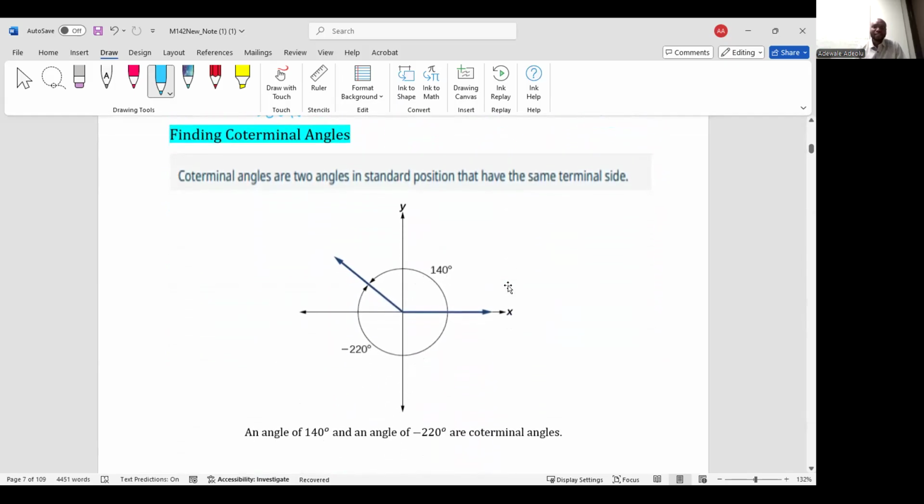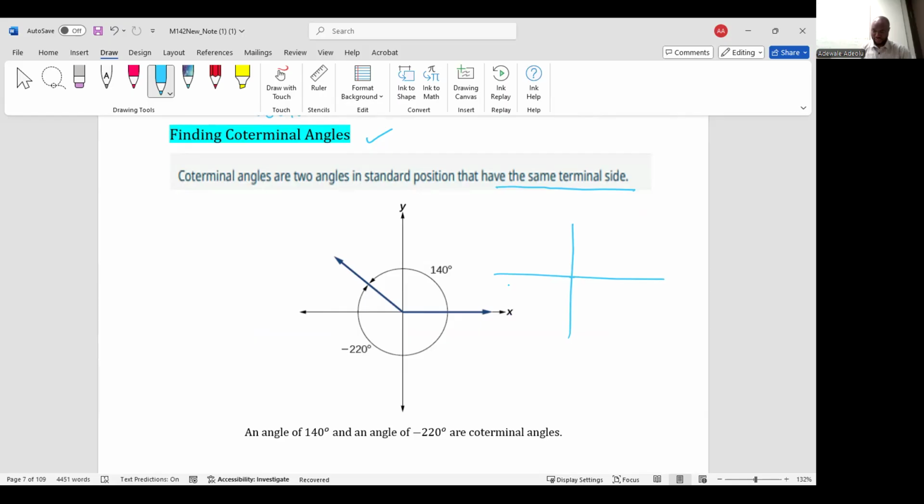Okay, now the next thing we want to look into is finding coterminal angles. What are coterminal angles? Coterminal angles are two angles in standard position. You remember what standard position is? So these two angles should be in standard position. Now, here's the catch. They have the same terminal side.